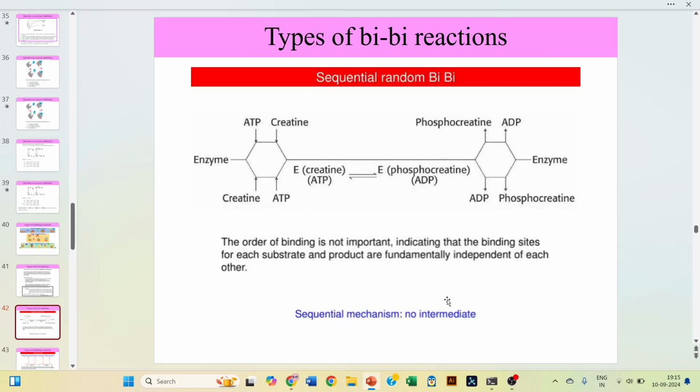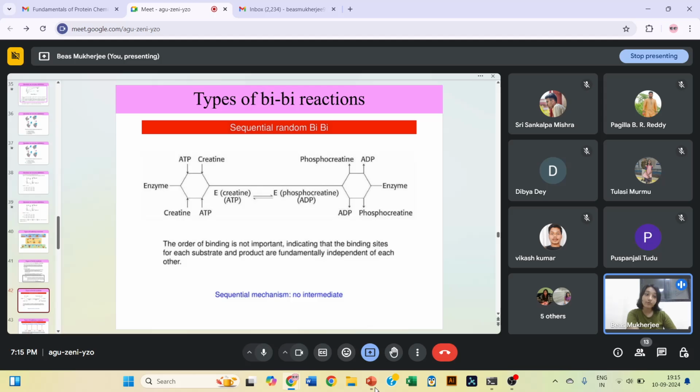Now we come to the random sequential bi-bi reaction. The order of binding is not important, indicating that the binding sites for each substrate and the product are fundamentally independent of each other. In a sequential mechanism, usually no intermediates are formed.